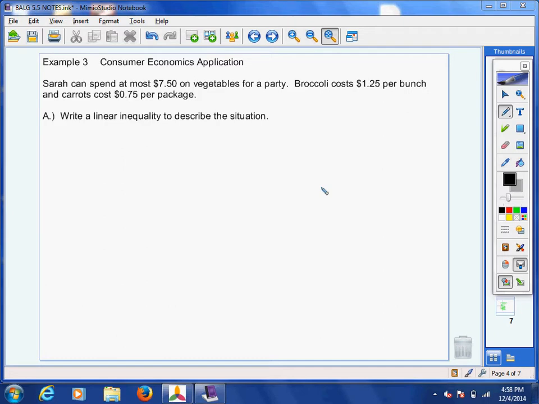Now, first of all, let me ask you a question. I know you heard me read that to you, and you read it to yourself. Were there two words that made you think this has to be an inequality? What two words? Can you circle those for me on your paper? Okay, I'm going to give you a second because I'm not going to tell you the answer right away. Hopefully you circled at most.